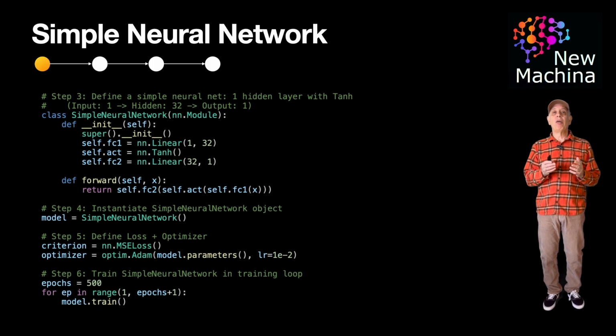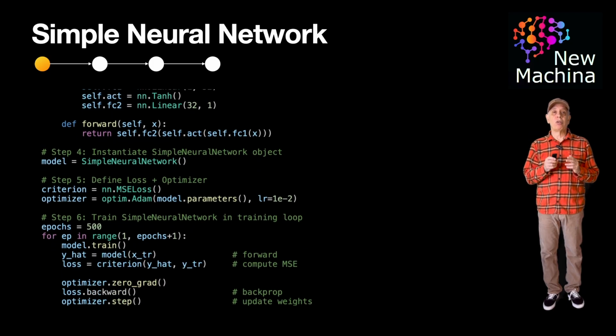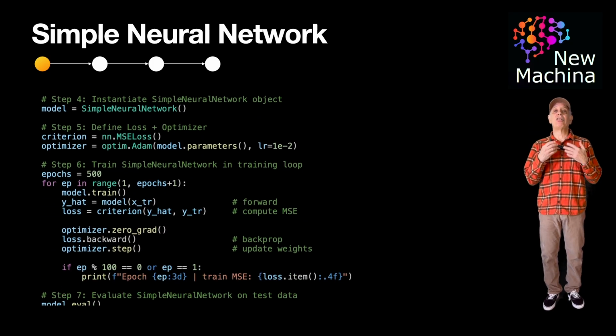So now in step 3, we define a simple neural network. In PyTorch, you define a neural network by creating a class that inherits from nn.Module, which is the base class for all neural network modules. Within this class, you implement the init method to define the network layers and the forward method to specify the forward pass. Simply put, defining a neural network in PyTorch involves creating a blueprint for how data flows through the network. So in step 4, we instantiate an instance of this neural network model.